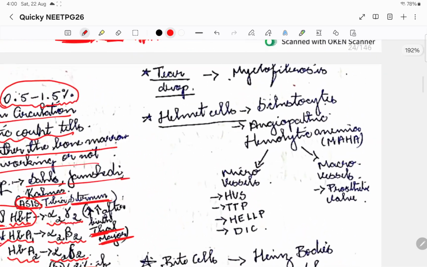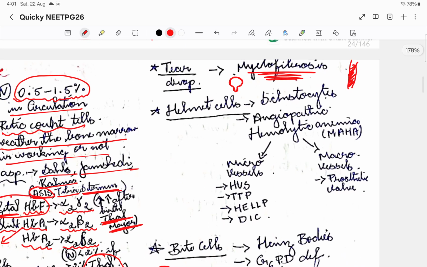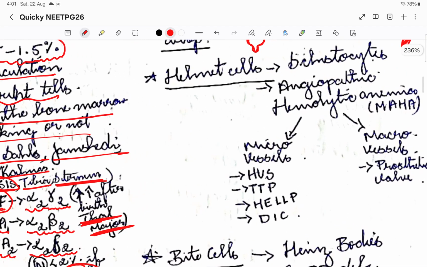Then coming to teardrop cells, the RBC would look like a teardrop. This is how the RBC would look. This we can see in myelofibrosis. Myelofibrosis is nothing but bone marrow fibrosis. Myelo is nothing but bone marrow. So in bone marrow fibrosis, we can see teardrop RBCs.